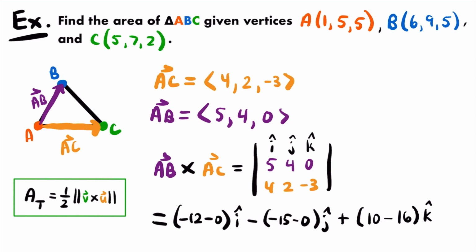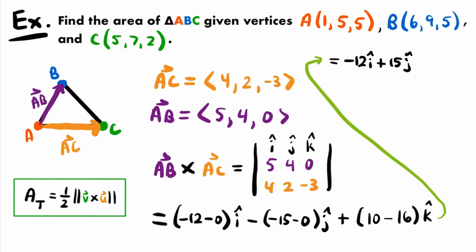Okay, now if we simplify, and I'm going to write this up here, this will be equal to negative 12i plus 15j and then minus 6k, okay? Negative 12 minus 0 is just negative 12. So we have negative 12 times i. Then we have negative 15 minus 0, which is negative 15, but then this negative sign is going to make that positive. So we'll have plus 15j right here. And then we have plus 10 minus 16 times k. 10 minus 16 is negative 6, so we have negative 6k.